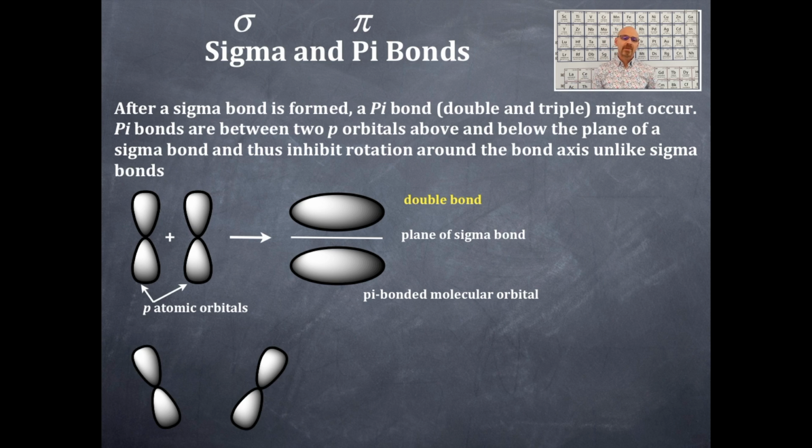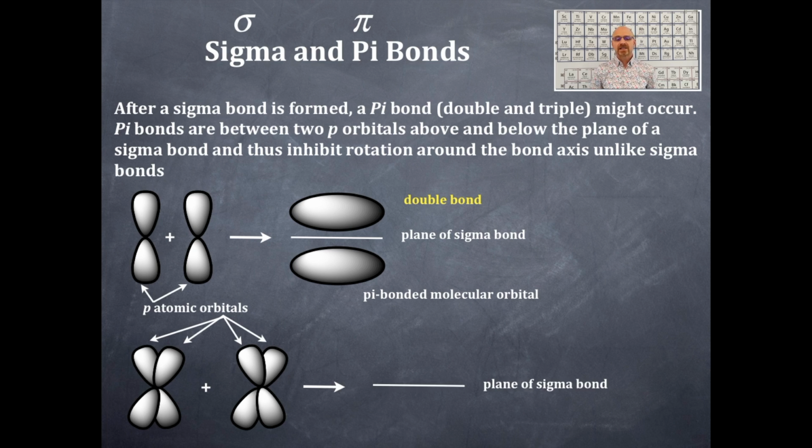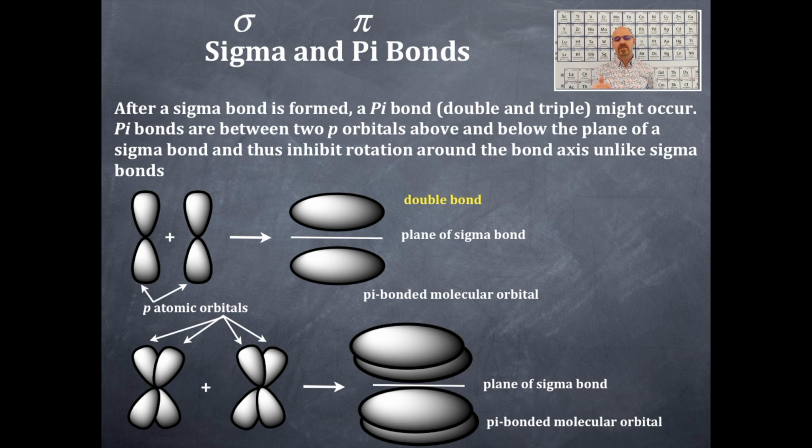Now I'm going to have a set of p orbitals and another set of p orbitals, so I've got two sets of p orbitals. I'm going to first have a sigma bond, and then I'm going to have two sets of p orbitals. And that is the plane of the sigma bond, just like before, that head-to-head overlap of orbitals. That's like a train wreck, right? And now I'm going to have a pi bond set. There it is like that. That is going to be a triple bond.